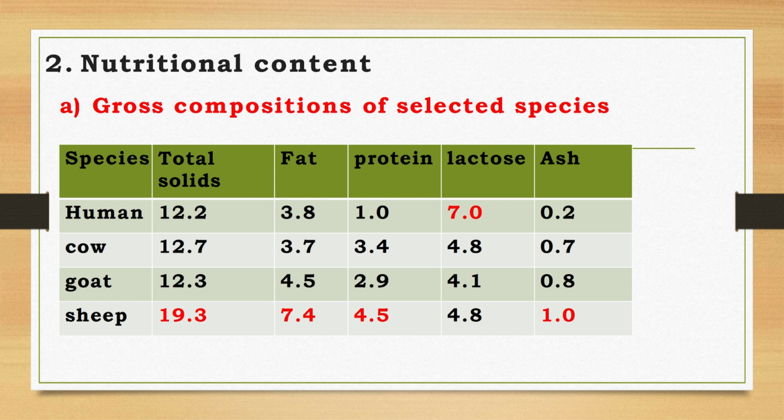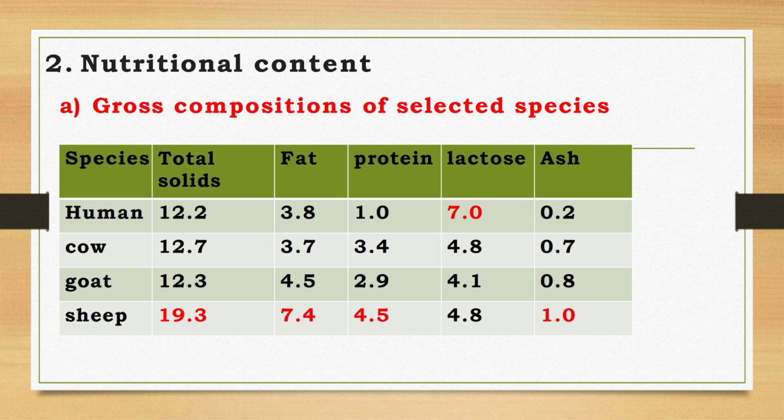For goat's milk, total solids are 12.3%. Fat is 4.5%. Protein is 2.9%. Lactose is 4.1%. And ash is 0.8%. And for sheep's milk, total solids are 19.3%. Fat is 7.4%. Protein is 4.5%. Lactose is 4.8%. And ash is 1.0%.